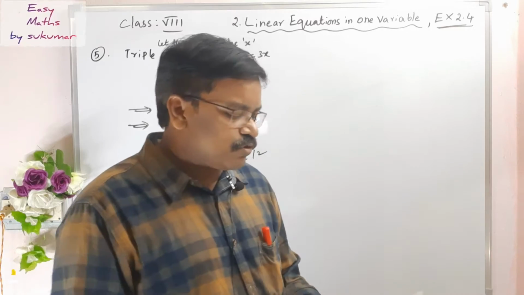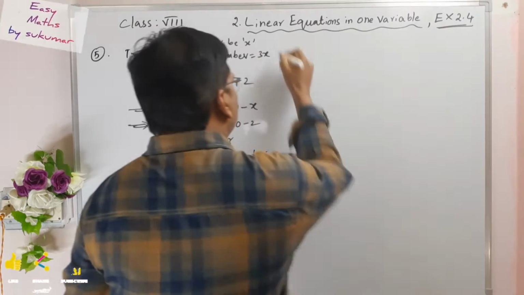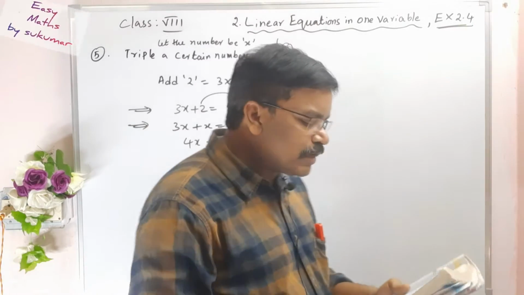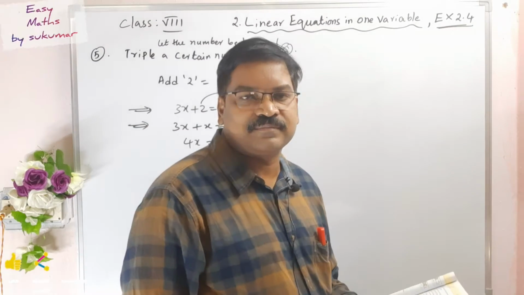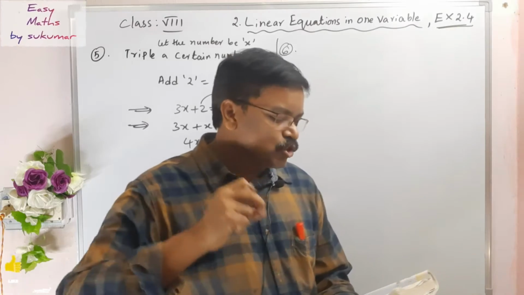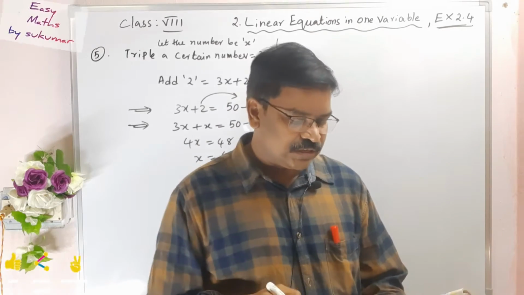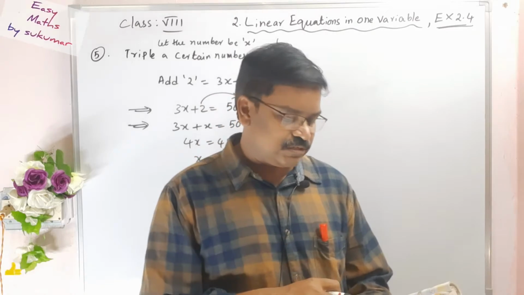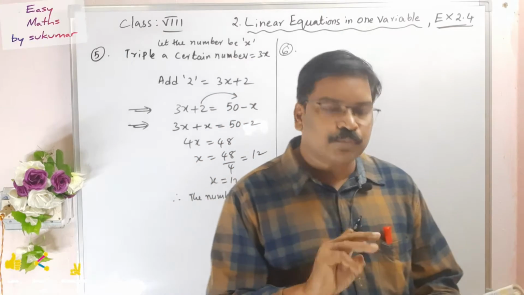Coming to the sixth question, my dear students. Mary is twice older than her sister. In 5 years' time, she will be 2 years older than her sister. Find how old they both are now.